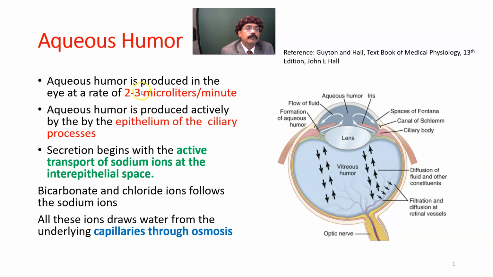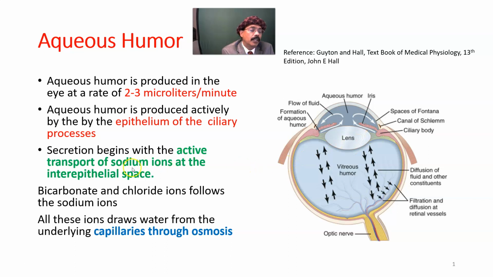It is produced at the rate of 2 to 3 microliters per minute. It is produced actively by the epithelial cells of the ciliary process. This is ciliary process. This is ciliary body. It has some elevation and depression, and these are the ciliary processes. Those ciliary processes are lined by the epithelium. That epithelium actively produces aqueous humor.